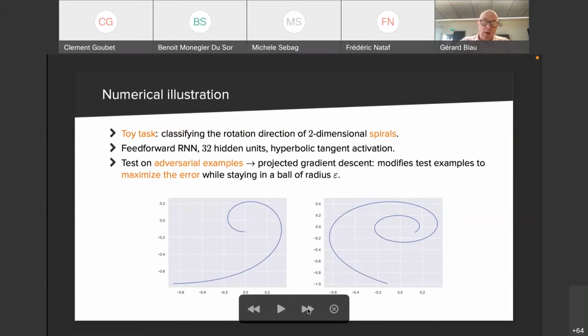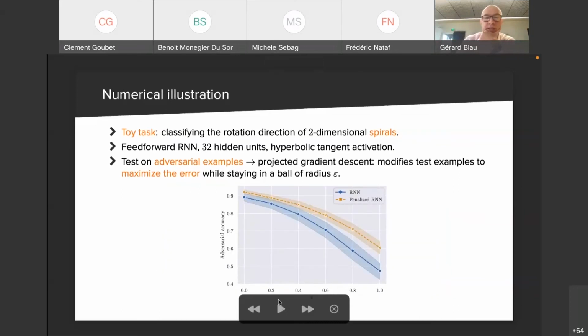We see how the network resists a change of distribution in the test observations. And so we just modify the test examples so that they stay within a ball of radius epsilon. And of course, it's called projected gradient descent in the sense that each observation is going to be modified individually up to epsilon in order to fool the neural network. And what you see here, that's epsilon, and that's the test error.